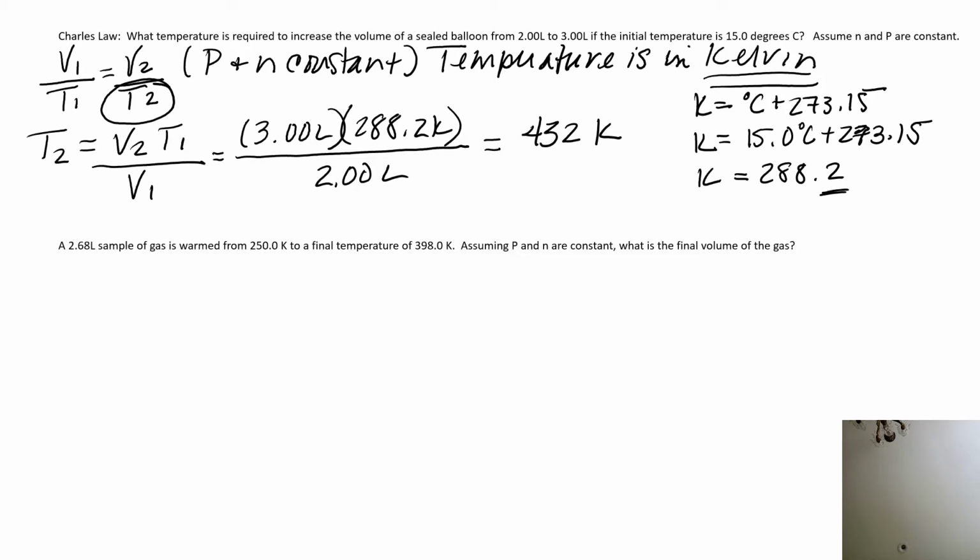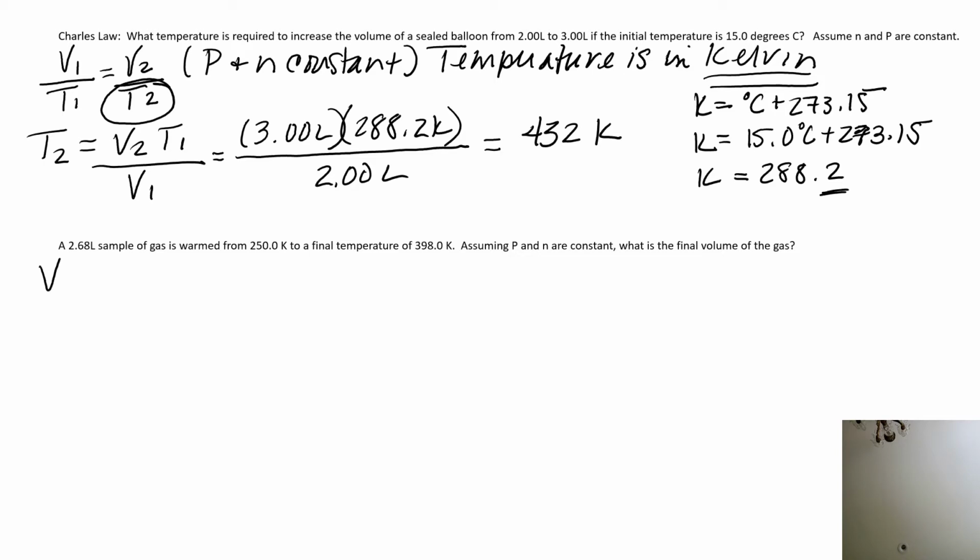Second example here, we have a 2.68 liter sample of gas. We are heating it from 250 K to a final temperature of 398 K. Again, assuming P and N are constant, what's the final volume? So now we're solving for V2.